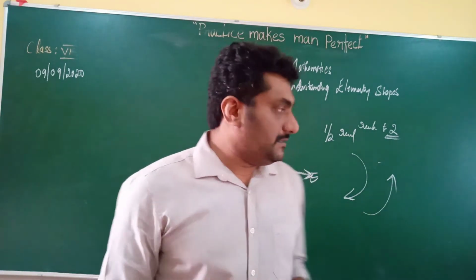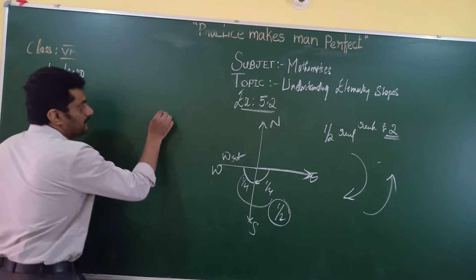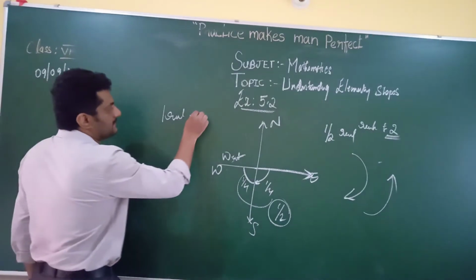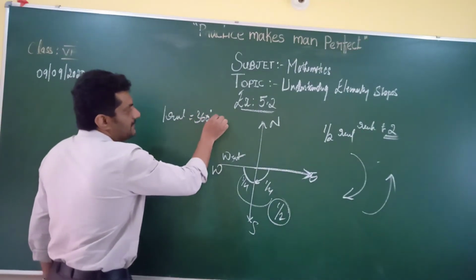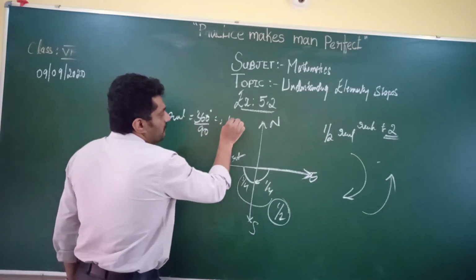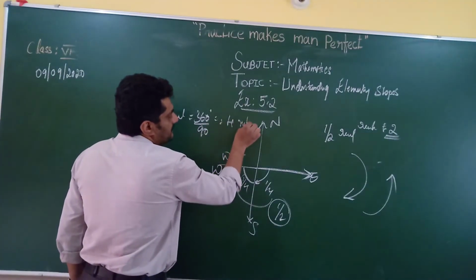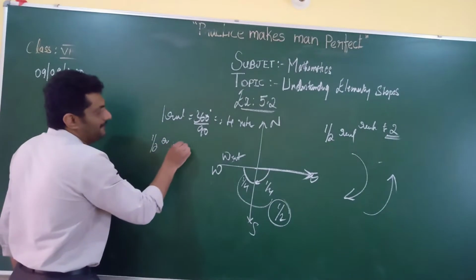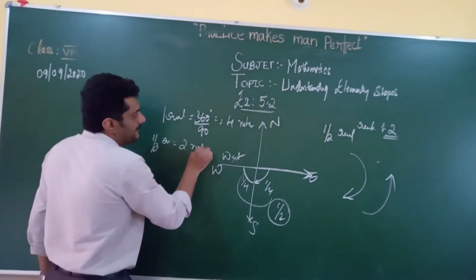Now next one: in one complete revolution, how many 90 degrees do we have? One revolution is nothing but 360 degrees. If you divide this by 90, you will get 4 right angles. Similarly, half a revolution has 2 right angles.